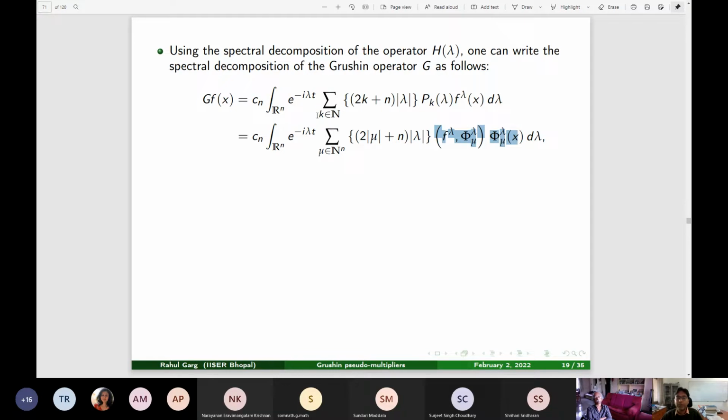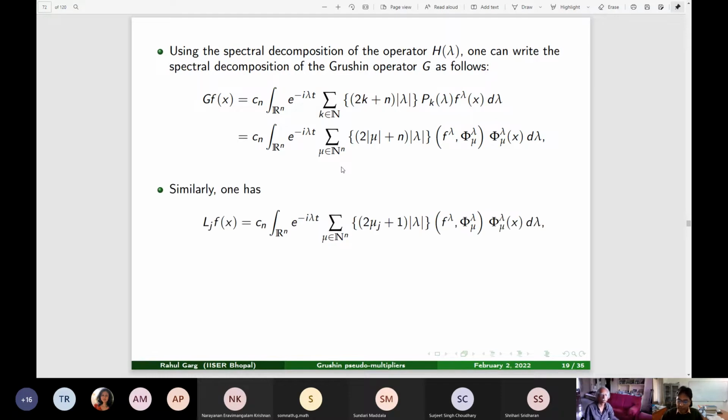So you write summation k here, or you write all mu's here, and just change this 2k to be 2 mod mu. So treat this first line or second line as the spectral resolution for the Grushin. Similarly, one can check if you apply, instead of g, coordinate-wise LJs, the eigenvalue that you would get here will be not 2 mod mu plus n mod lambda, but rather the corresponding one, 2 mu j plus 1 mod lambda. And if you are looking for the last central variable, you get just lambda because that's a derivative in t.